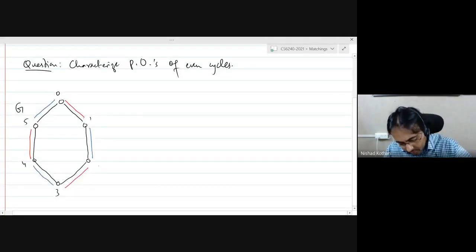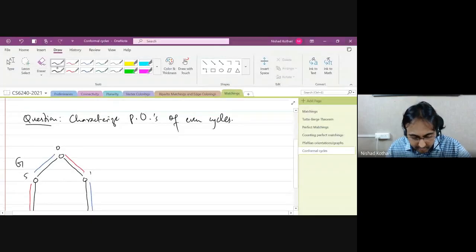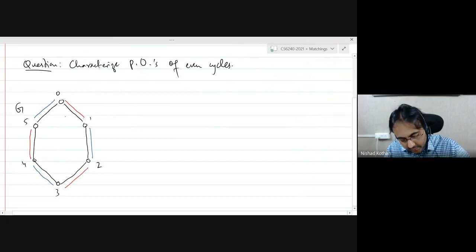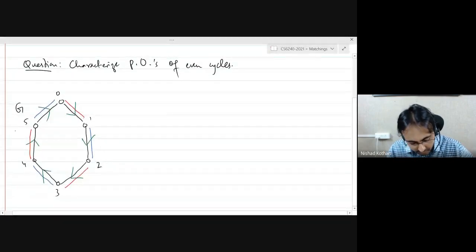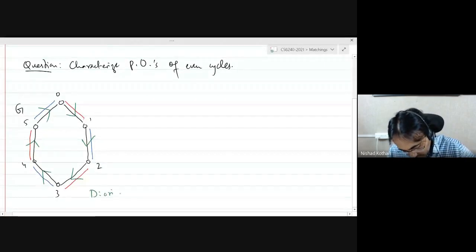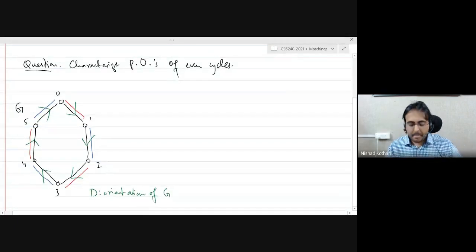So I want to consider an orientation of this graph. I will consider the most obvious orientation, and I will put the directions on the same drawing. So G is the undirected graph, and now I'm going to direct the entire cycle in the clockwise direction. So this is our directed graph D. D is the orientation of G.